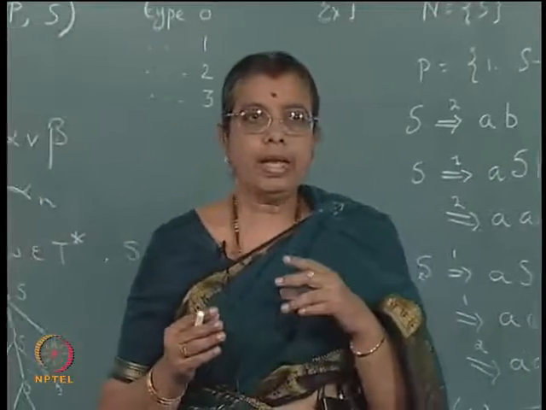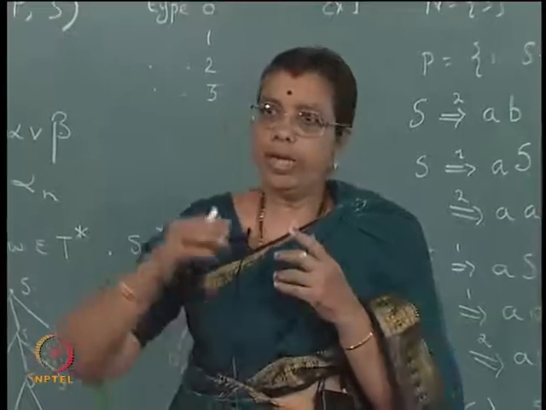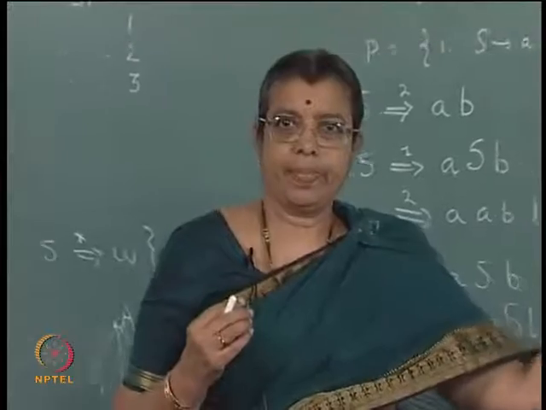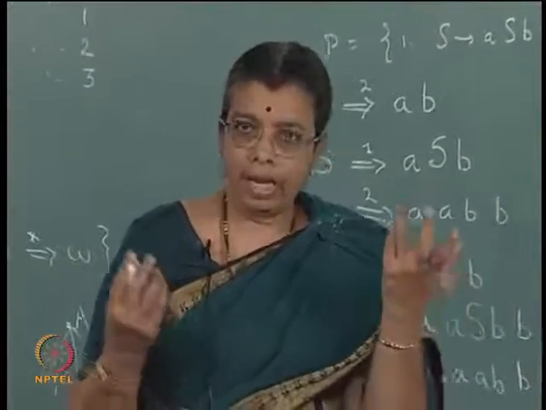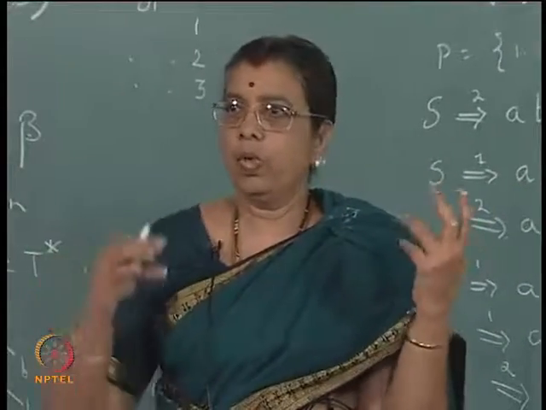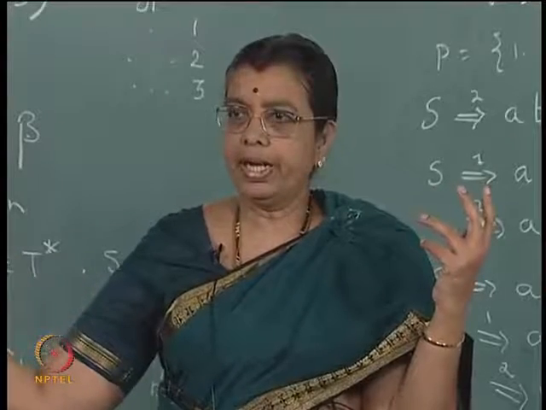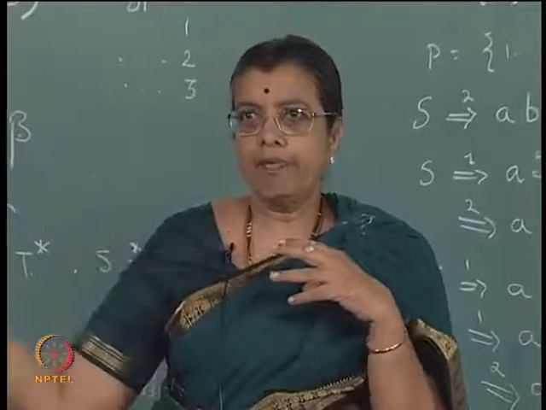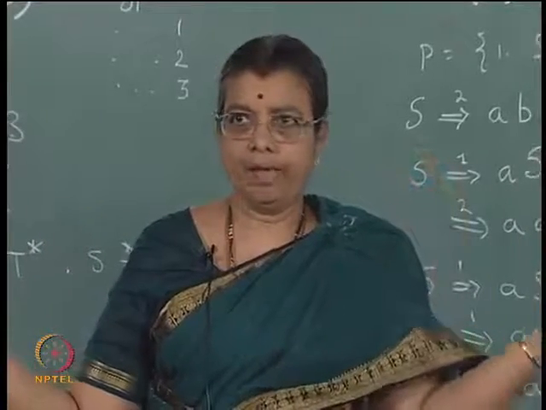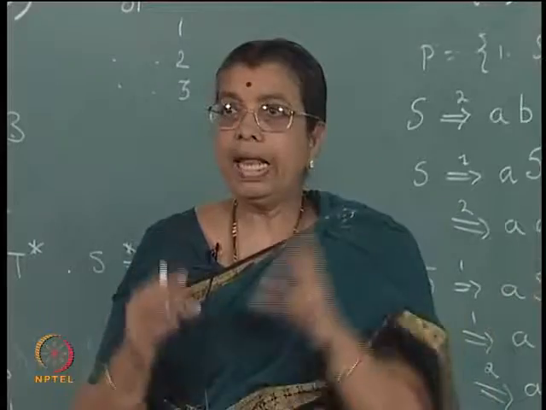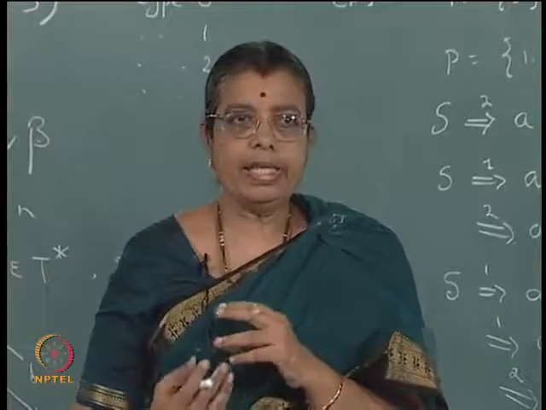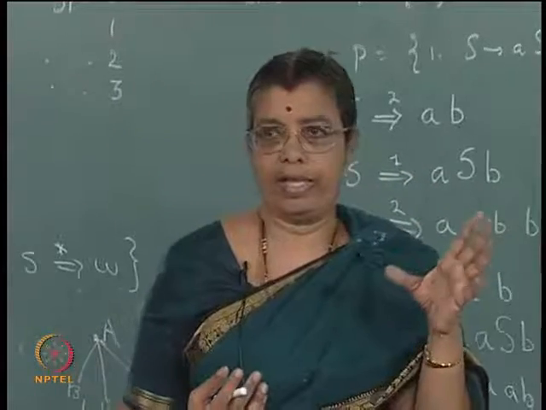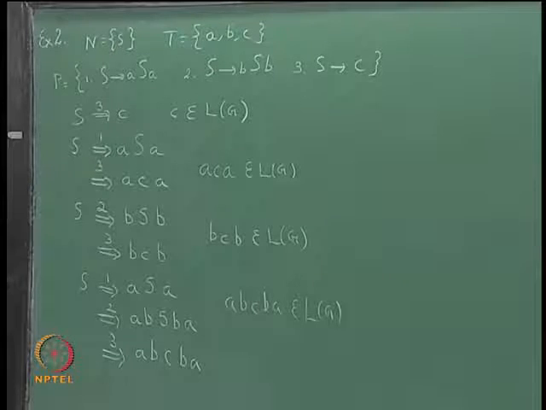When you generate using rule 1, one A will be generated this side, another A will be generated this side. Then you can use rule 1 again or rule 2. One B will be generated here, one B will be generated this side, or one A and one A will be generated. Finally, you have to end up the derivation with S goes to C. Once you apply that S goes to C, you cannot proceed further. You have to stop the derivation at that stage.